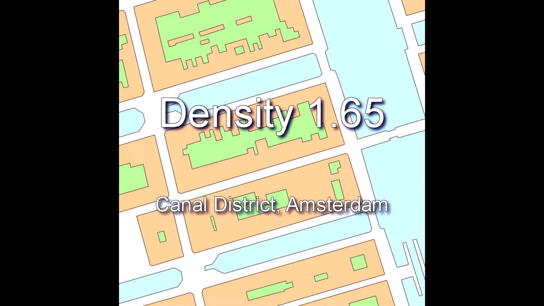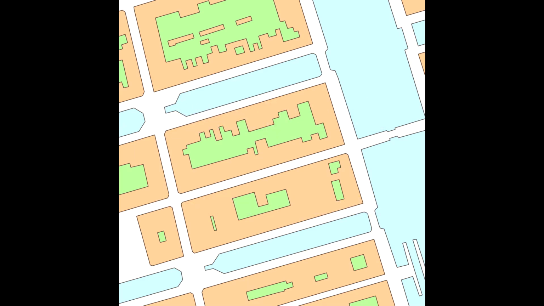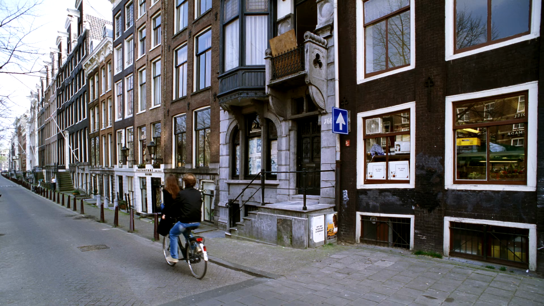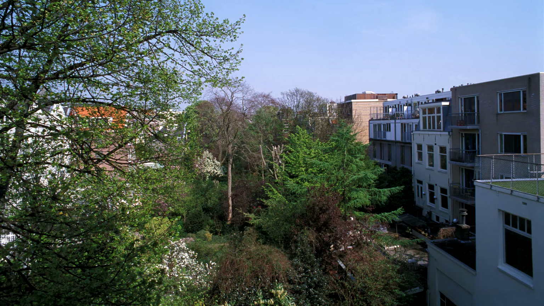Amsterdam's golden age saw the building of the Canal District, one of the most loved urban areas in the world. It is grander than the Jordaan and a bit more liberal in its use of space.